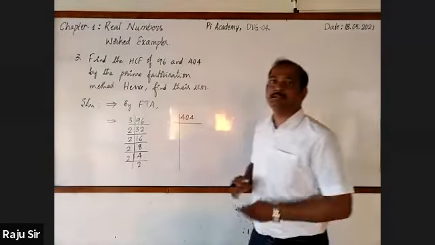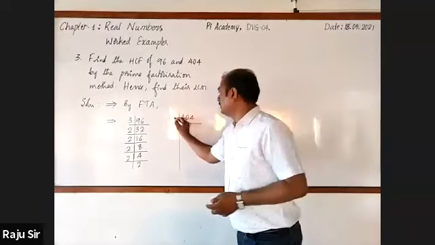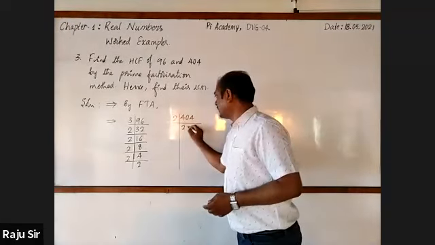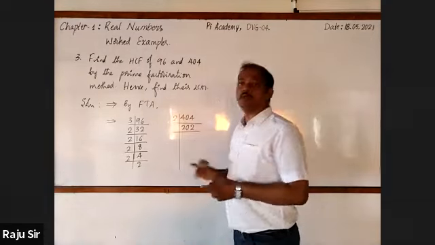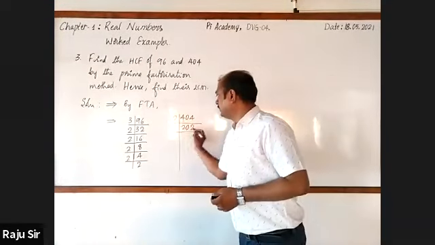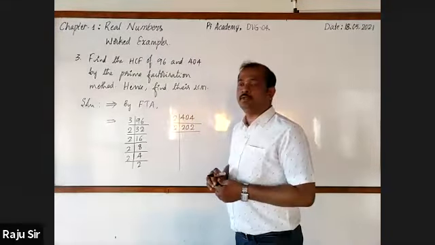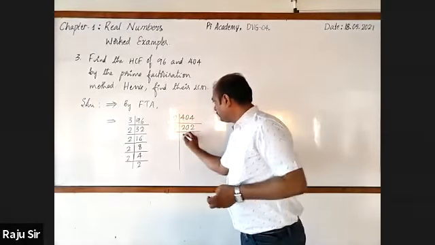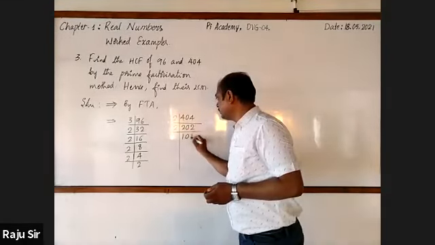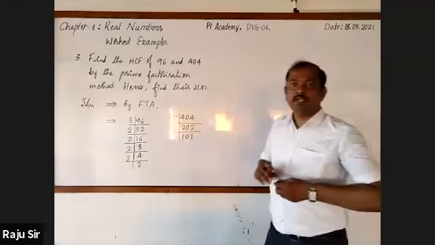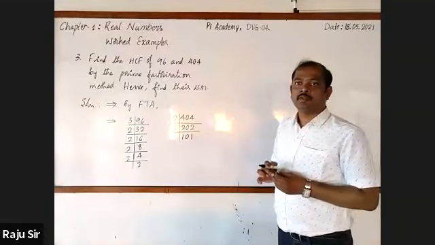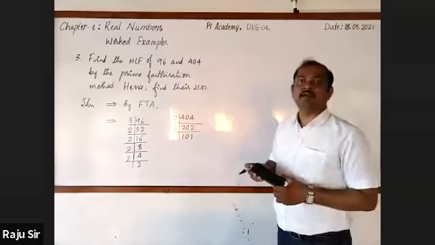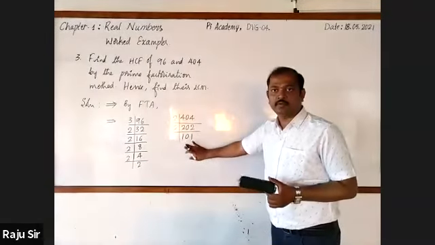Find its prime factorization. It is an even number, so start dividing by 2. 2 2s are 4, 2 0s are 0, 2 1s are 2. Further division, is it possible? No, sir, it is a prime number. Very good. Because 101 is a prime number, we will stop there. Next.